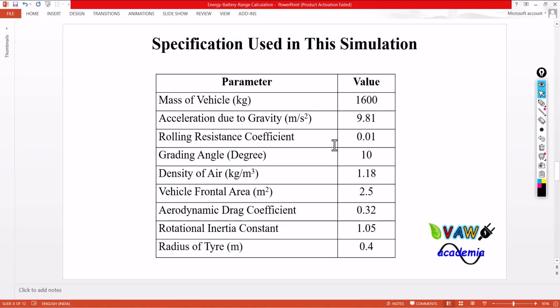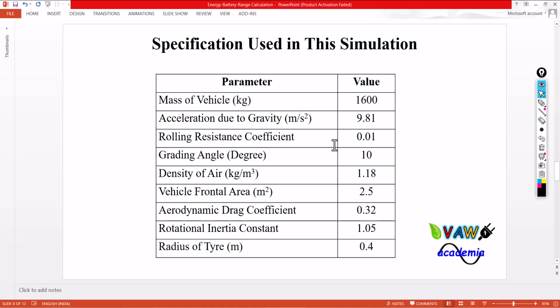In this example, these are all the specifications used in the simulation for the given vehicle. Mass of the vehicle is 1600. Acceleration due to gravity is 9.81. Rolling resistance coefficient is 0.01. Grading angle is 10 degree, that is, the slope of road is 10 degree. The density of air is 1.18. Vehicle frontal area is 2.5 meter square. Aerodynamic drag coefficient is 0.32. Rotational inertia constant is 1.05. Radius of tire which I used is 0.4 meter.